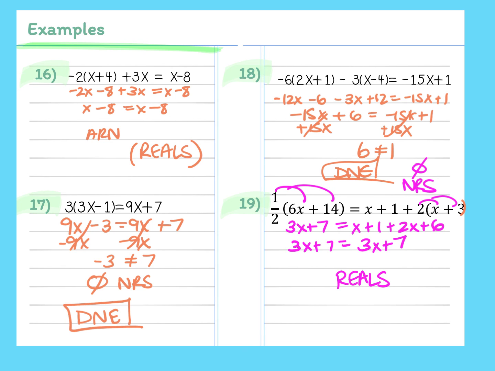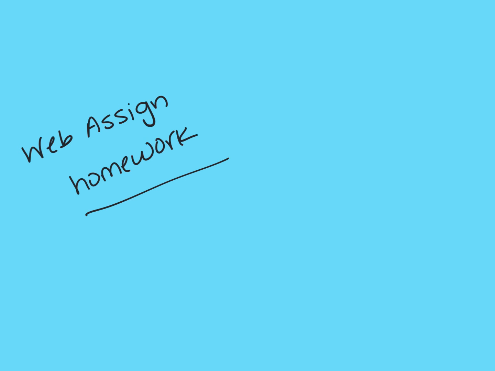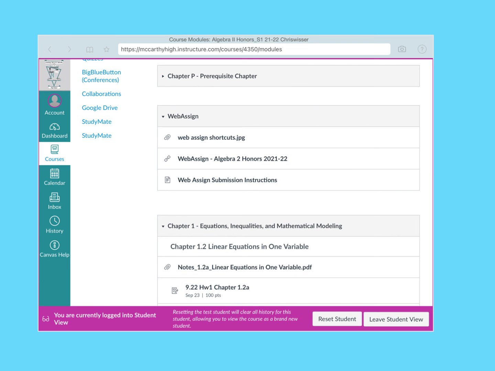Okay, so we have gotten into WebAssign for the book, but now we're going to start to use it for the homework. So everybody's going to do this process with me, okay? You're going to go to Canvas from either the app or the web. You're doing it from the app the first time to make sure you're in the class, which I think we all are, right? We've done this before. I know it's been a long time, but we got in there just to get the book before. You're going to go to modules. You're going to find the module that says WebAssign. And you're going to click on the second link there that says WebAssign Algebra 2 Honors 21-22. And it's going to take you to WebAssign.